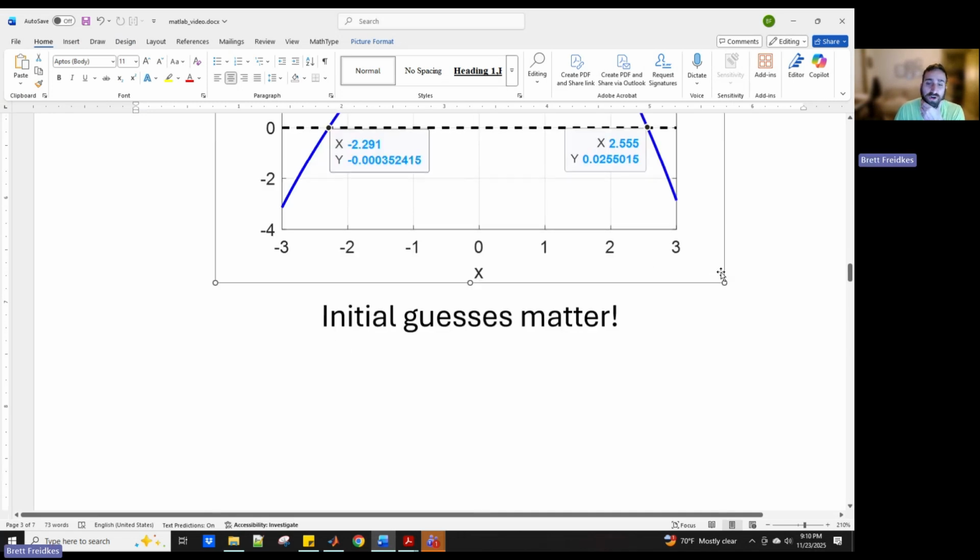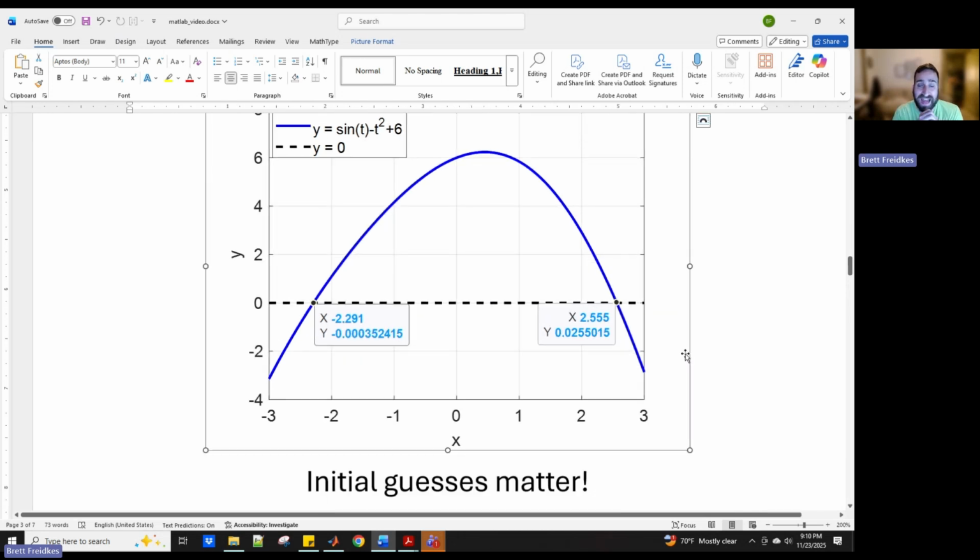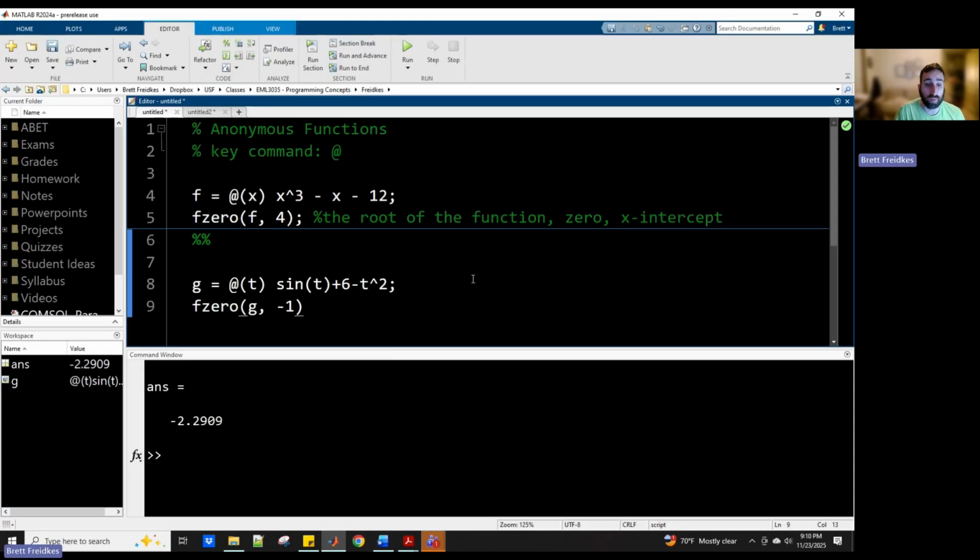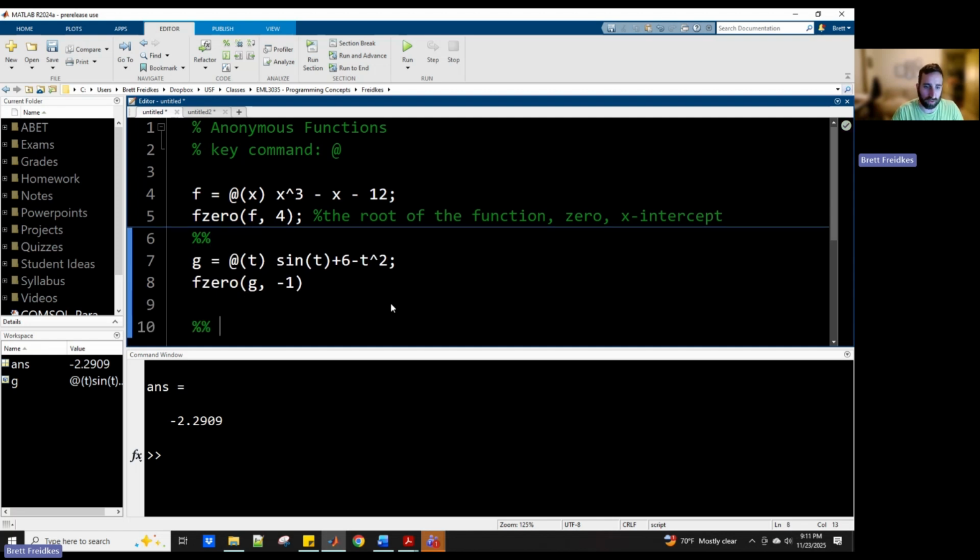The most important thing here is that your initial guess has a huge impact on what your code outputs. So that's one thing to keep in mind. So if you have an idea of what your function is doing, or if you run the code for several initial guesses, you can then determine what your possible x-intercepts are. Now, unfortunately, this method will spit out only one of the roots based on what your initial guess is. So this is fzero. This is our first type of predefined function we'll see with anonymous functions.